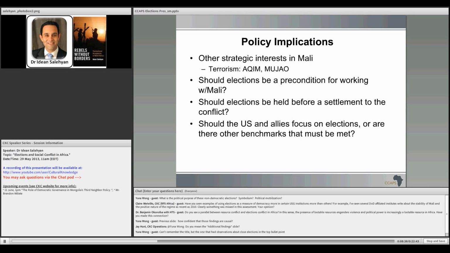And then finally, should the U.S. and its allies focus on elections alone, or are there other benchmarks that we would insist upon before establishing diplomatic relations and turning back on the aid spigot to Mali? So those are open questions. I think there's a lot of policy debate and speculation about all of these issues. But I think with that, I will leave it and take your questions about our research, and then perhaps a more general discussion about what to do with the situation in Mali.